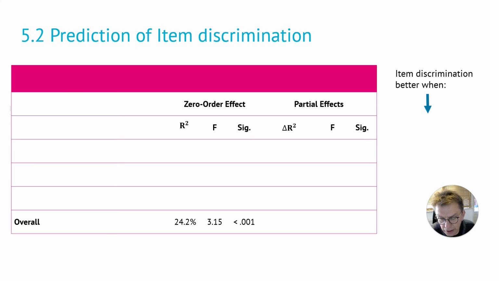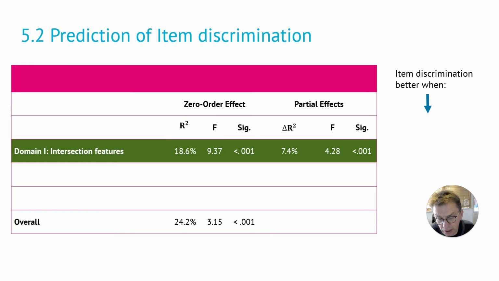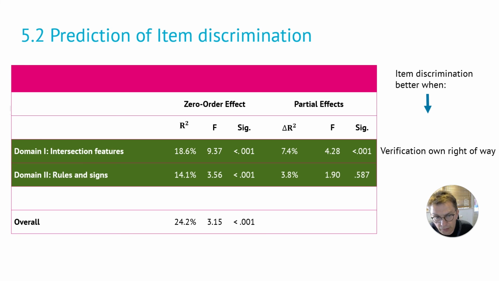The next table shows the prediction of item discrimination. We see in general that the intersection features accounted for 80.6% of the variance. Very interesting, again we see the role of verification of one's own right of way. The more often the test taker has to verify this right in judging an interaction with other road users, the higher the evidential strength of the item. Traffic rules also show a meaningful contribution to item discrimination, 40.1% of the variance. The more rules, the stronger the item discrimination.